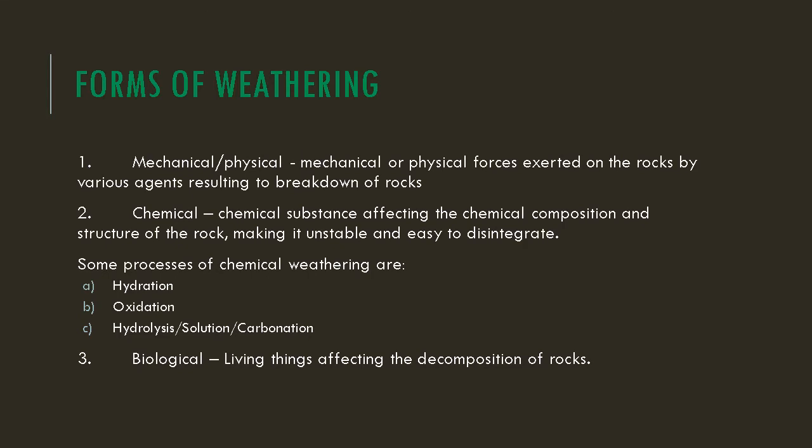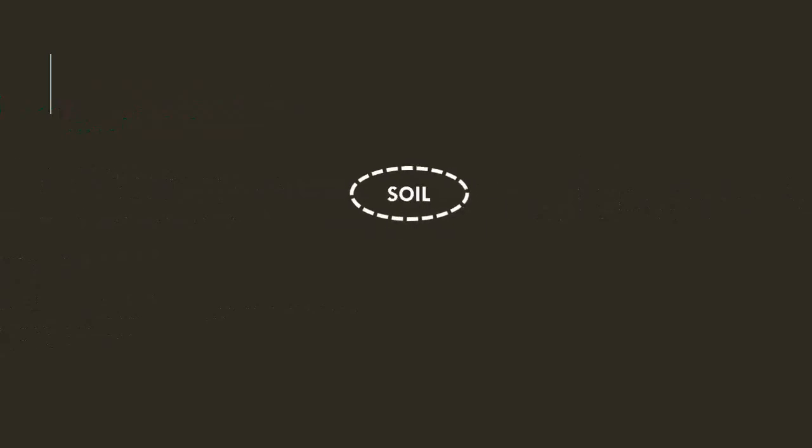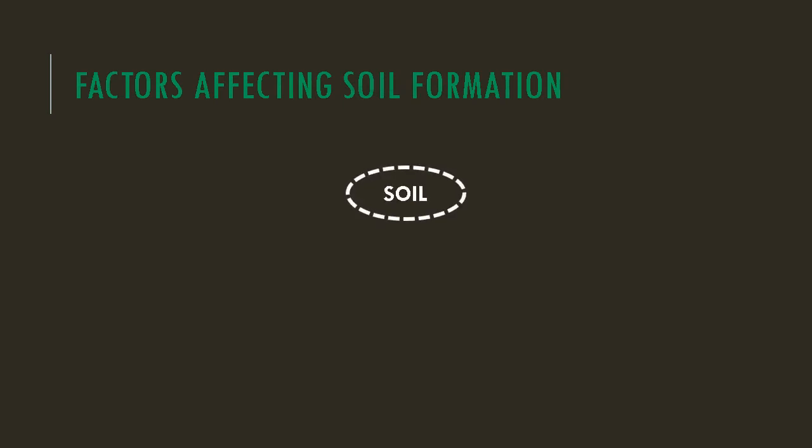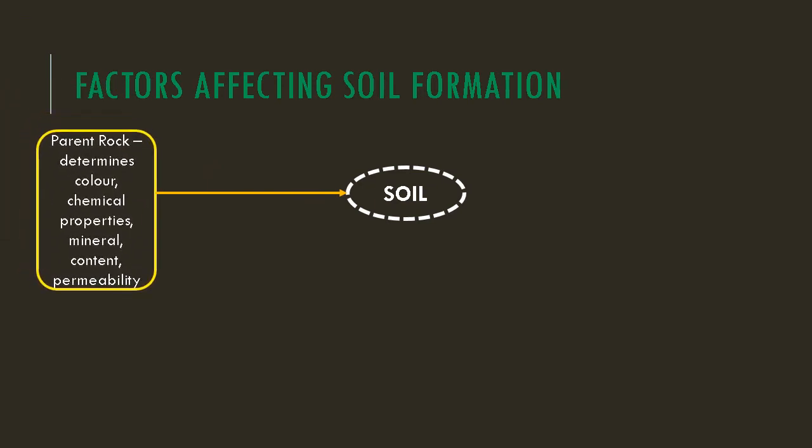Next, we want to also outline the factors that may end up affecting the soil formation. Now, our subject of discussion here is soil. What are the factors that affect the soil formation? So, one is the parental rock. It determines the color, the chemical properties, the mineral content, and also the permeability of a particular soil.